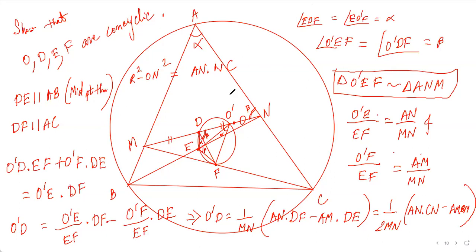And similarly, what is the power of this point M? What do we get from there? That will be AM times MC is equal to r square minus OM square, where r is the radius of this circumcircle of triangle ABC. Is it clear?